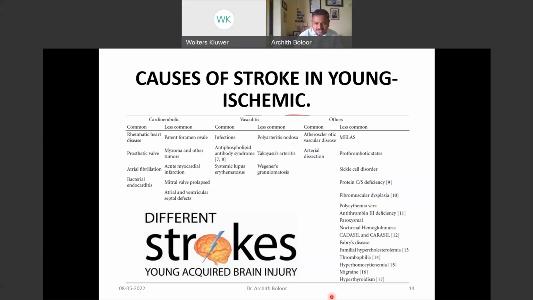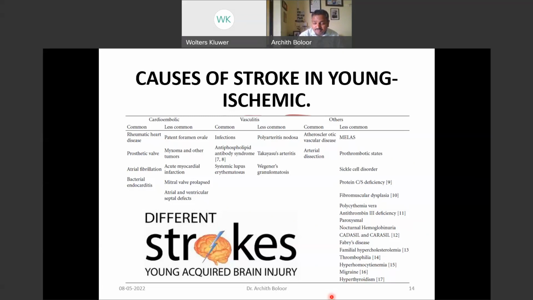The myxomas, not so common. Acute MI in young patients is less common. Mitral valve prolapse is associated with strokes, and the septal defects are also associated. The second important etiology, pretty common in younger patients, is vasculitis. Infections producing vasculitis, very important are tuberculosis, syphilis, and HIV. All three are common. Syphilis, though not tested that much now, is common. Tuberculosis and HIV are two important infections which can produce vasculitis and stroke.